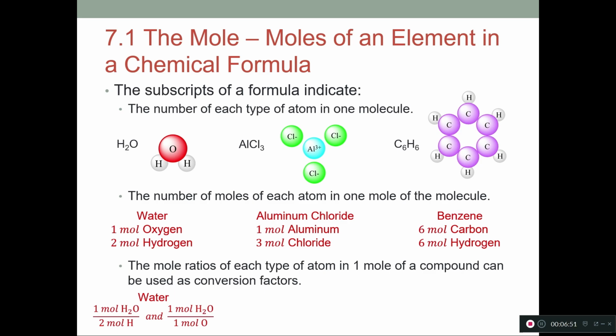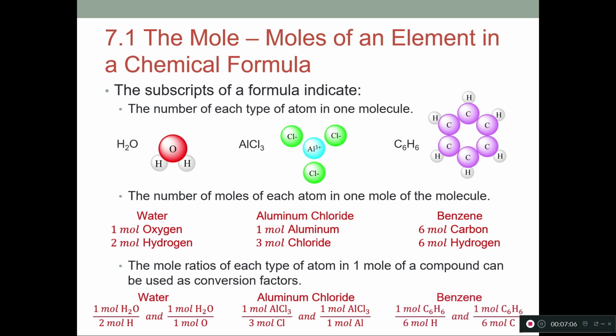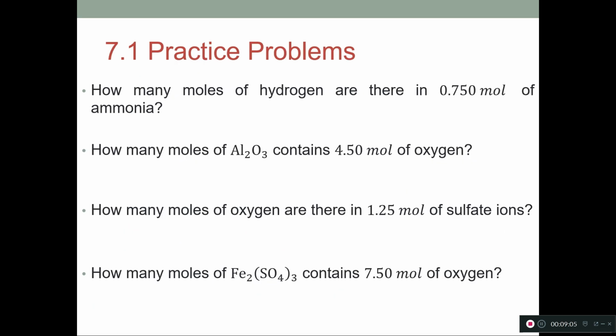So if we have water, 1 mole of water to 2 moles of hydrogen, or 1 mole of water to 1 mole of oxygen. With the aluminum chloride, 1 mole of AlCl3 to 3 moles of Cl, 1 mole of AlCl3 to 1 mole of Al. Then benzene, 1 mole of benzene to 6 moles of hydrogen, and 1 mole of benzene to 6 moles of carbon. So let's look at a few examples to see how this works in practice.